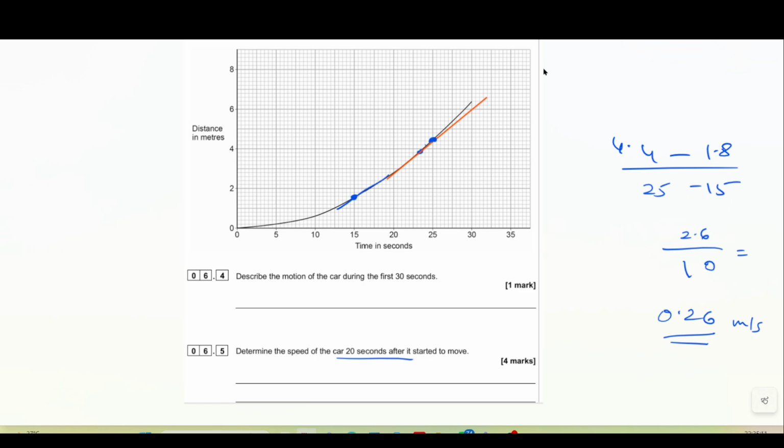Okay. Whenever you have to find speed on a distance-time graph, you have to use the gradient formula. Take any 2 points, subtract the y values, and divide by the corresponding x values.